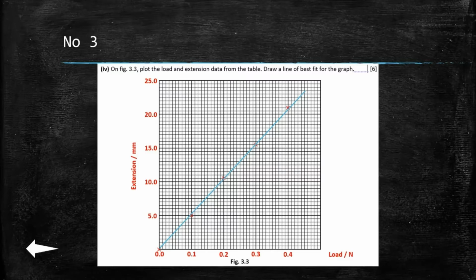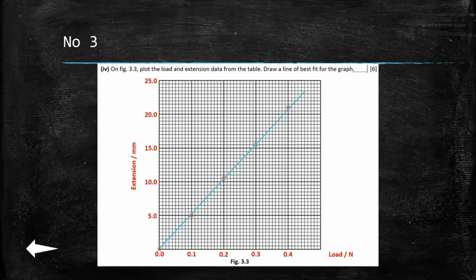The spring constant equals load over extension. So, for the first graph, the spring constant equals run over rise, because the load is on the x-axis and the extension is on the y-axis. Once again, spring constant equals load over extension. So for this type of graph, the spring constant equals run over rise.